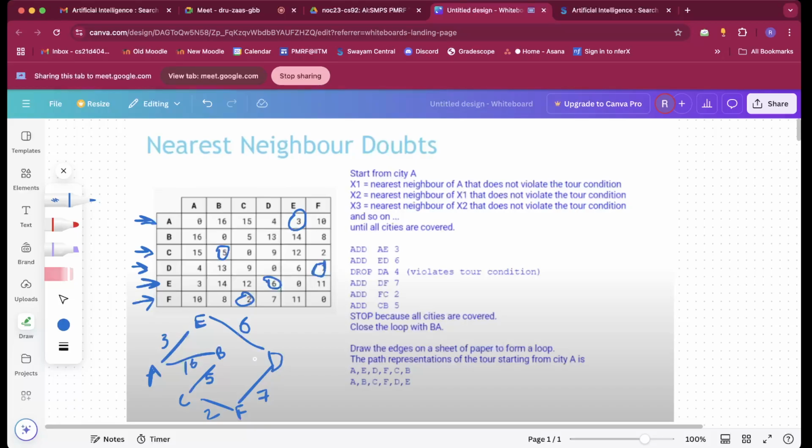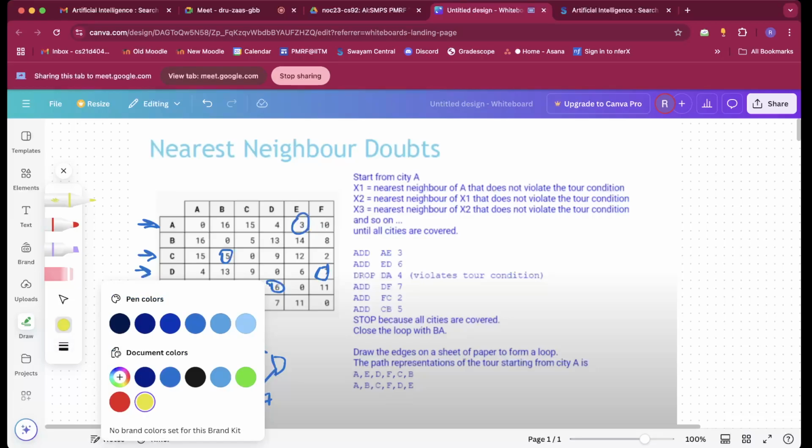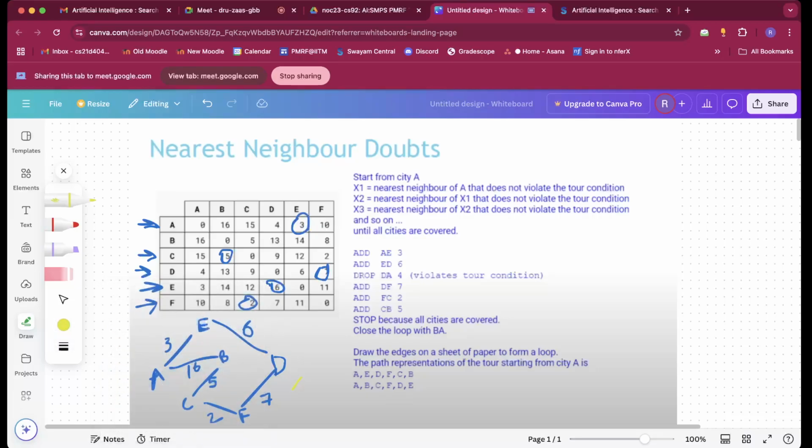So this is how we apply the nearest neighbor to find the traveling salesman problem solution. The path representation could be in either direction. Let me show you. It could either be from A to E to D to F to C to B and then back to A, or it could be from A to B to C to F to D to E and then to A. Either of those ways you can represent the solution or the path. So this was nearest neighbor.